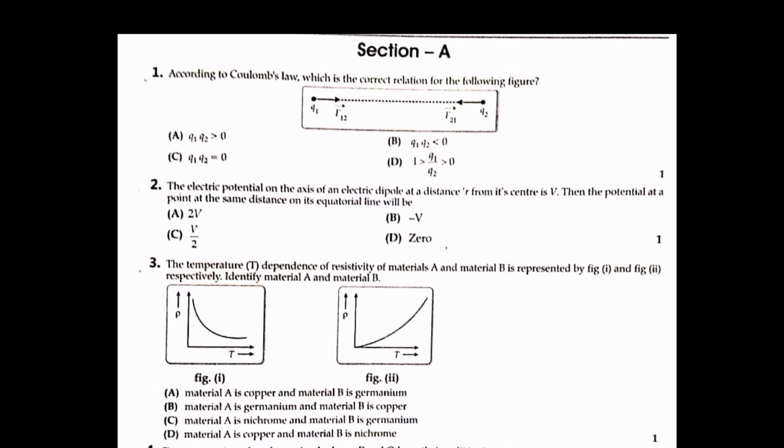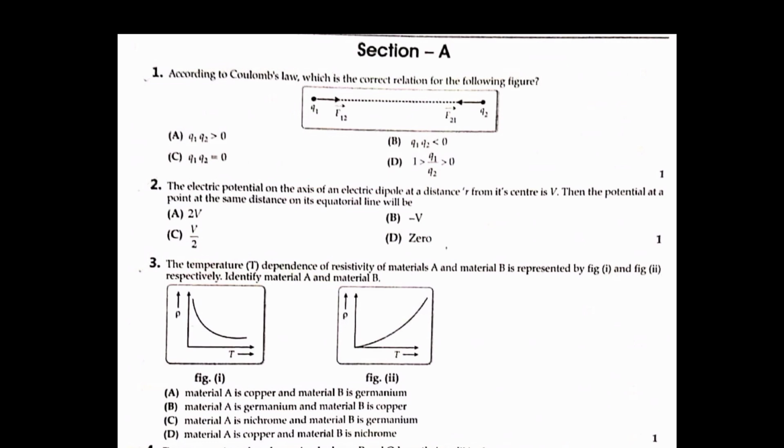And what about the first case? Here we can see that in the case of semiconductors, the resistivity decreases with increase of temperature. So in the first diagram we can see that as the temperature increases, the resistivity decreases. That means the first figure is a semiconductor. Germanium is a semiconductor. So the resistivity of a semiconductor decreases with the increase in temperature. That is, material A is germanium.